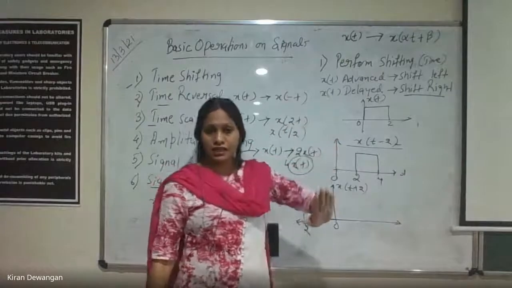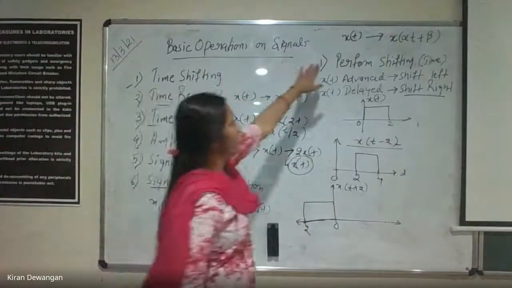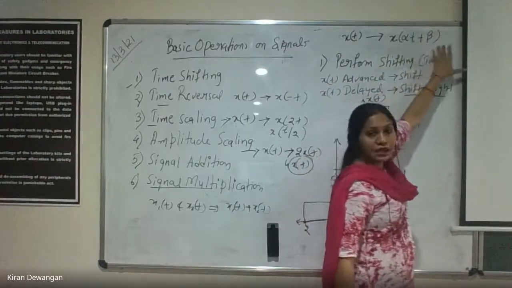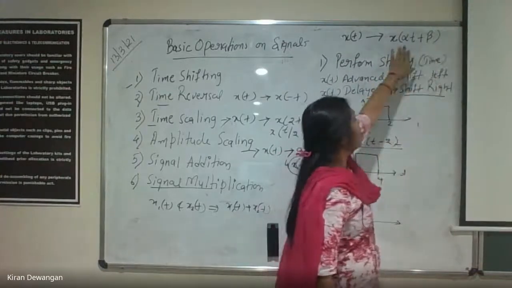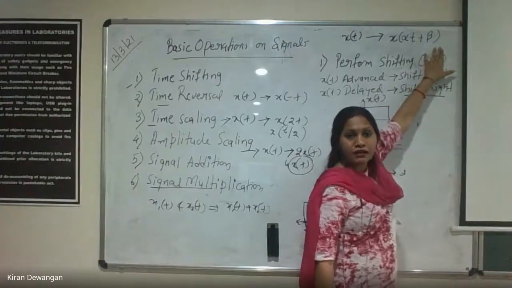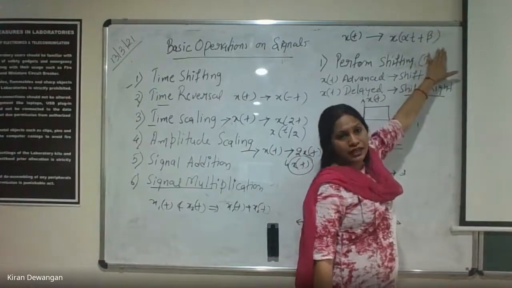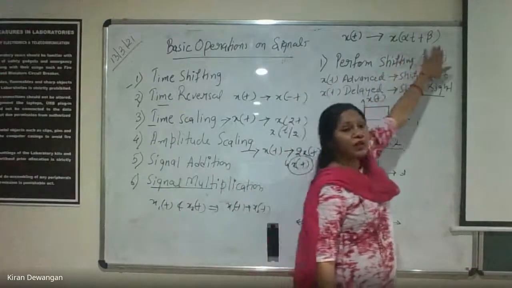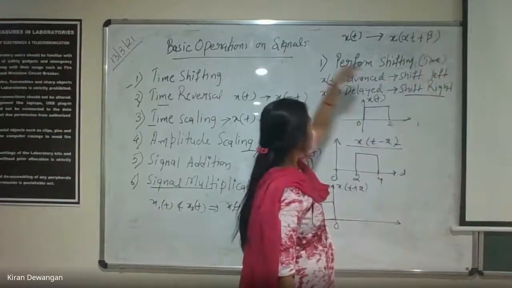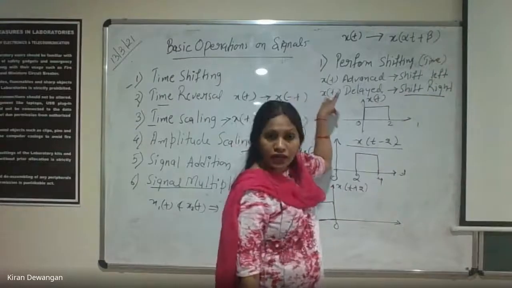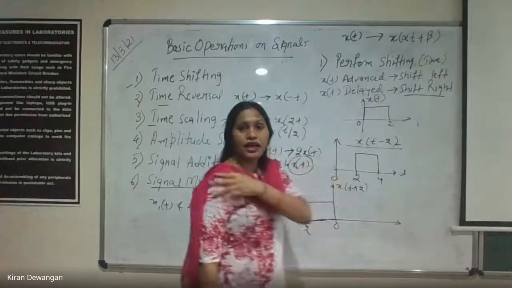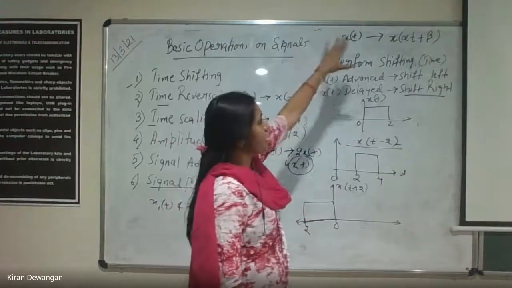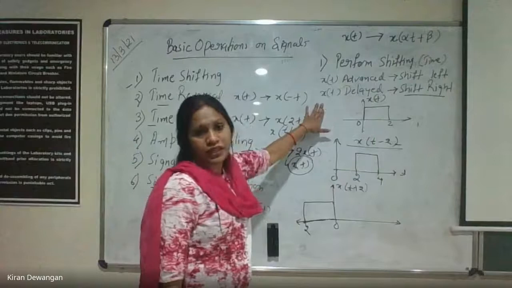For any signal, if we are given xt, and we have to perform x of alpha t plus beta, here we'll be delaying it by the factor of beta. Beta से हम delay करेंगे और beta से हम advance करेंगे. Whatever is the value of beta, depending on that, we will either advance or delay the signal. Clear? So that is going to be our first step. वो हमारा first step रहेगा कि या तो हम advance करेंगे या तो हम delay करेंगे.